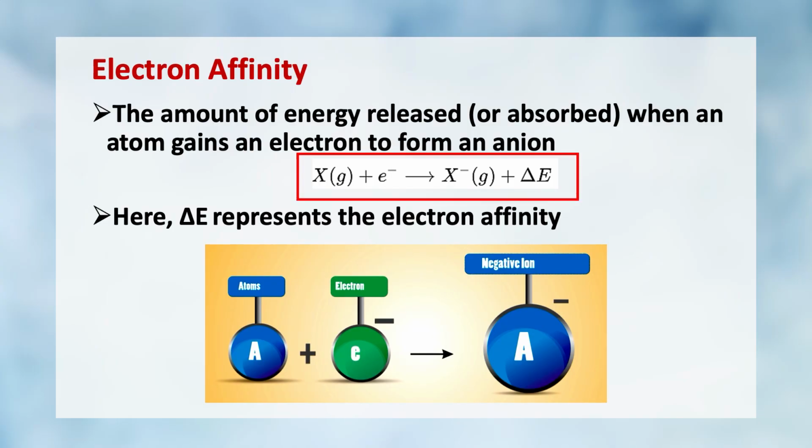So, this is the expression for electron affinity. X is an isolated gaseous atom. It adds an electron to convert it to X minus anion, which is again in the gaseous state. The energy term delta E is nothing but electron affinity or electron gain enthalpy.